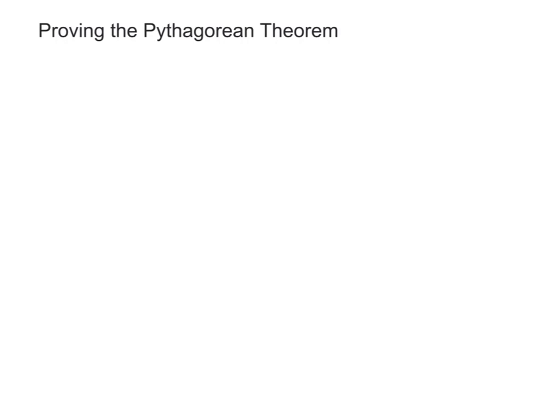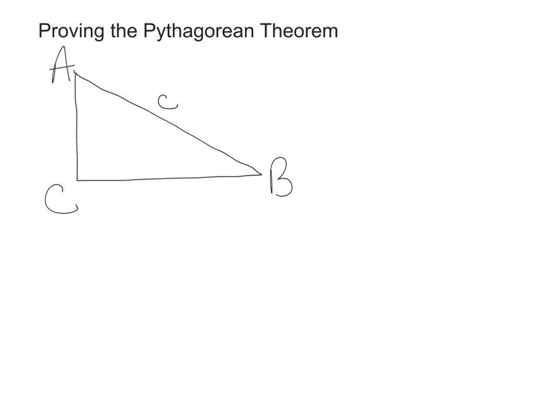So the first thing I'm going to do is draw a right triangle with an altitude that creates three similar triangles. So we have triangle ABC, and I'm going to label my legs A and B, and the hypotenuse is C, and that is a right triangle. I'm then going to draw an altitude, and I'm going to label that H just for the height, and I'm going to label each of these pieces of the hypotenuse X and Y.